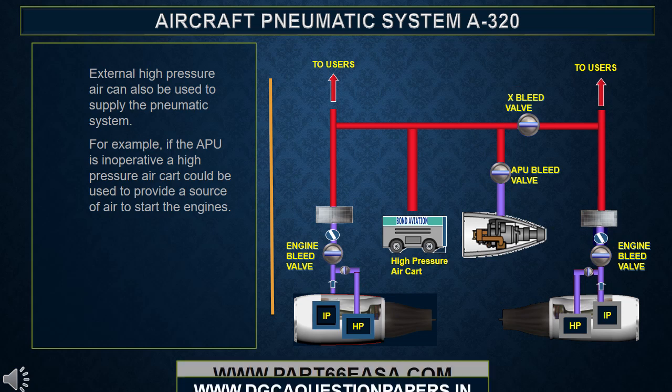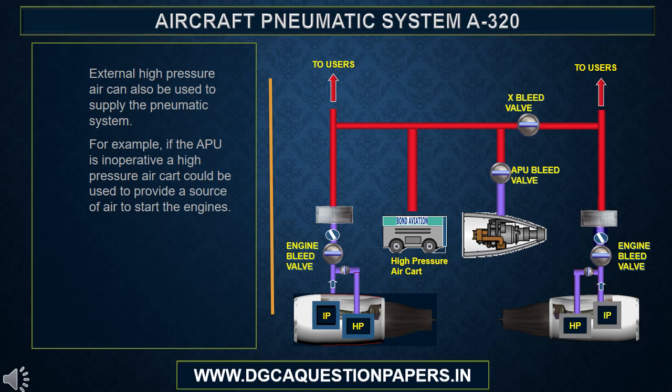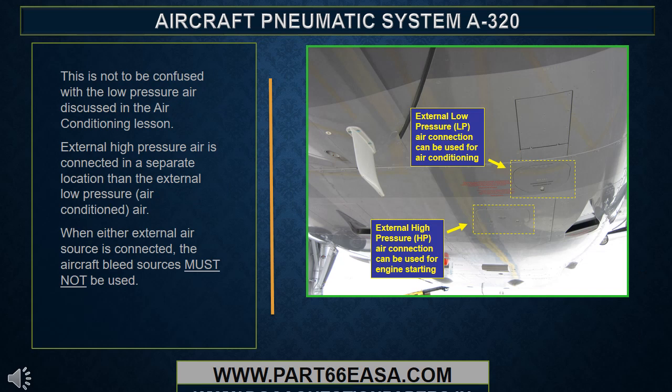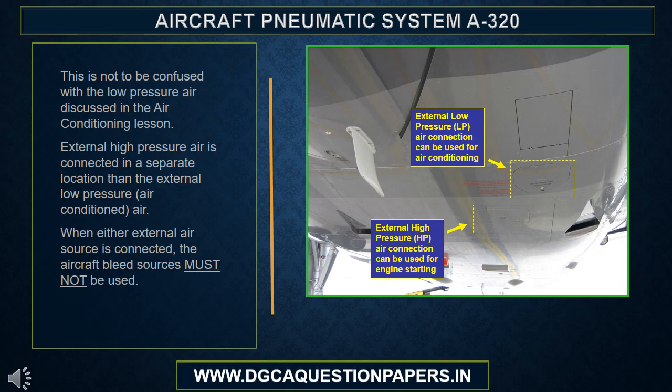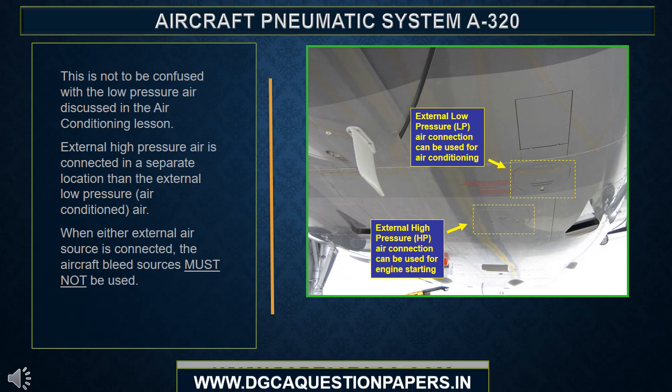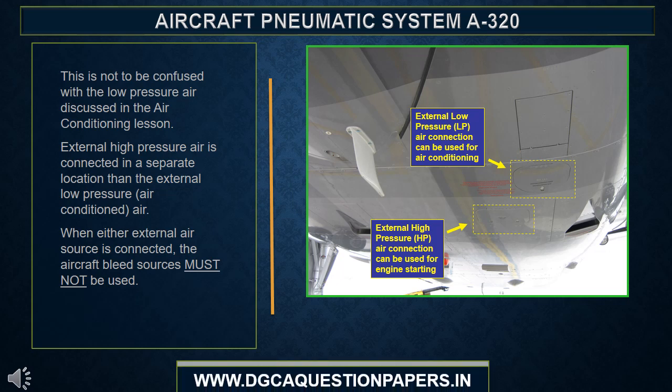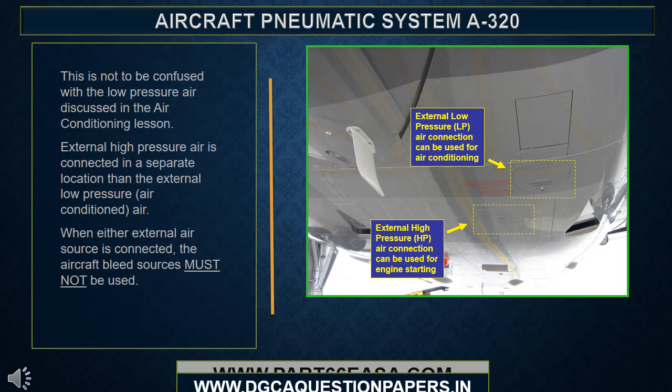External high-pressure air can also be used to supply the pneumatic system. For example, if the APU is inoperative, a high-pressure air cart could be used to provide a source of air to start the engines. This is not to be confused with the low-pressure air discussed in the air conditioning lesson. External high-pressure air is connected in a separate location than the external low-pressure, air-conditioned, air. When either external air source is connected, the aircraft bleed sources must not be used.